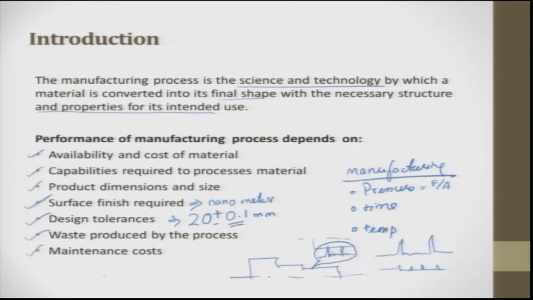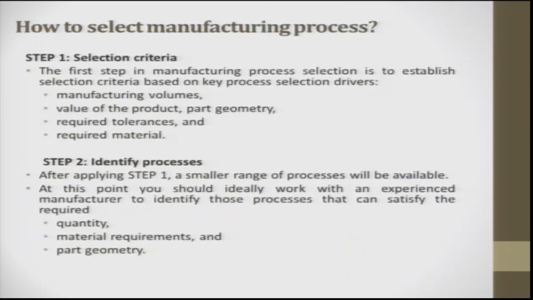All these manufacturing processes depend on these parameters: availability, cost, capability, product dimensions, surface finish, design tolerance, waste produced by the product, and maintenance cost. All these things have to be considered while deciding a process. If I have to logically select a process, I follow these steps. The first step is that selection criteria have to be written. Manufacturing volume. In manufacturing, there is nothing called a unique solution.